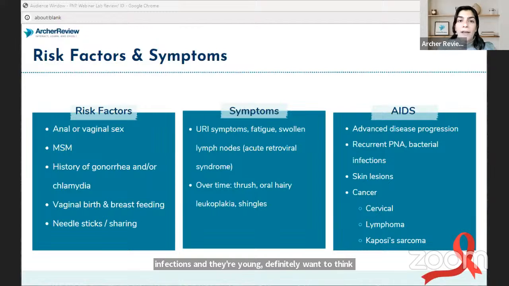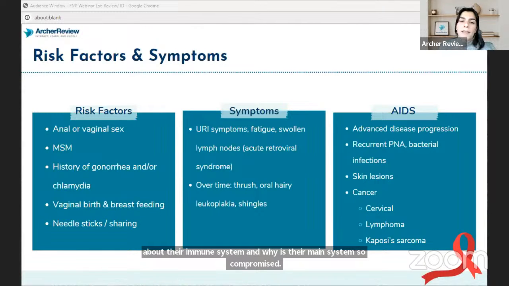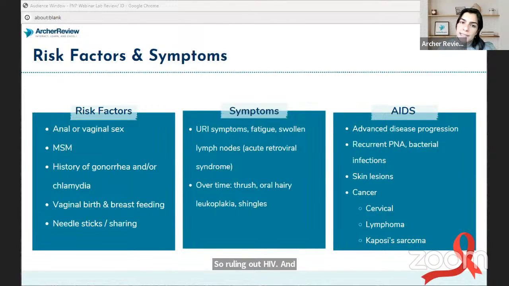So ruling out HIV. And then AIDS is when the disease has progressed and advanced. So you're going to see a lot more co-infections, recurrent pneumonia, bacterial infections, skin lesions, and then, of course, cancers. So there'll be a more increased risk for cervical cancers, lymphomas, and that Kaposi sarcoma is pretty telltale for AIDS as well.